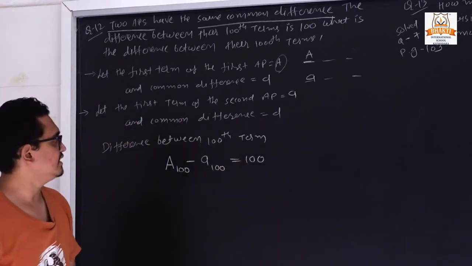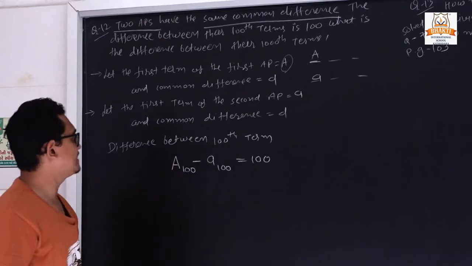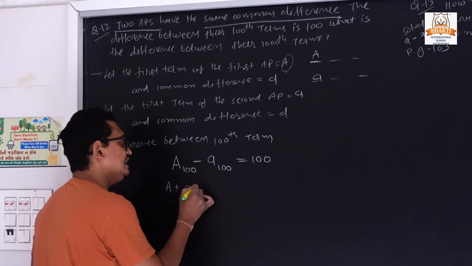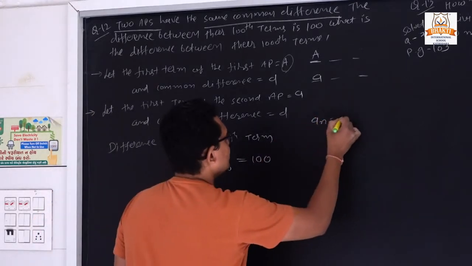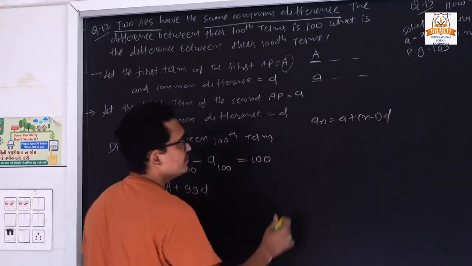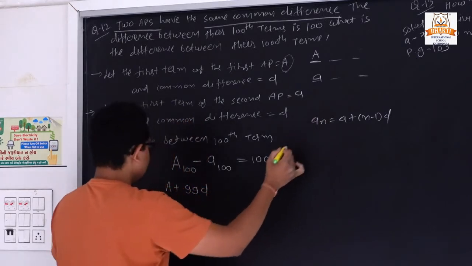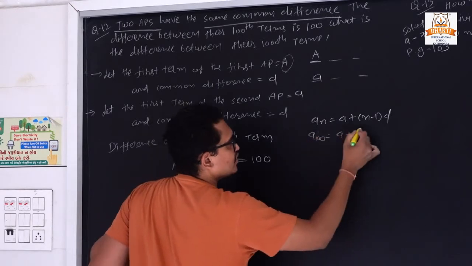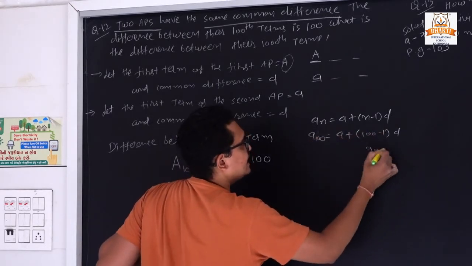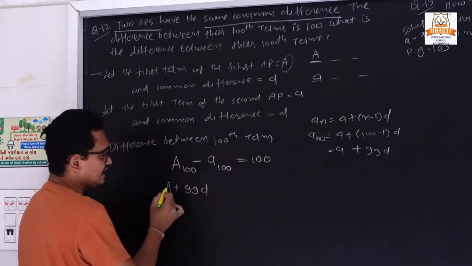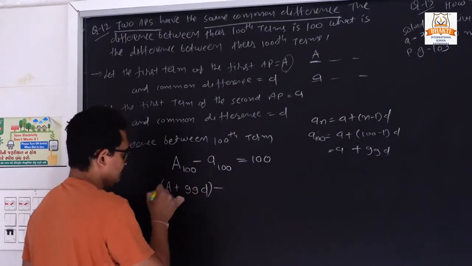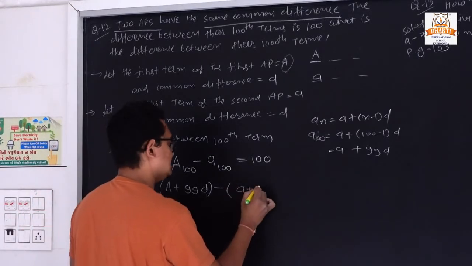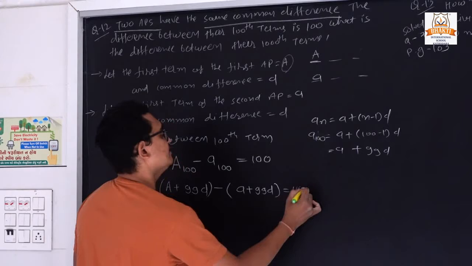Clear? It is given 100. So simplify that. We can write a100 means what? A plus 99d, according to an is equal to a plus n minus 1 into d. So here n is 100 and an is equal to capital A. So A plus, for the 100th term, 100 minus 1, so it is 99d. So here we can write like that, A plus 99d. For the second series we have the same, a plus 99d.